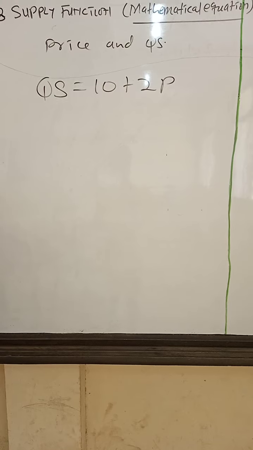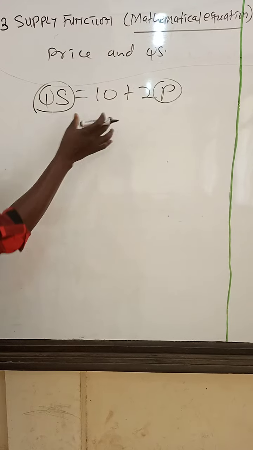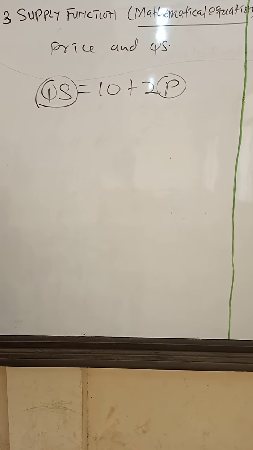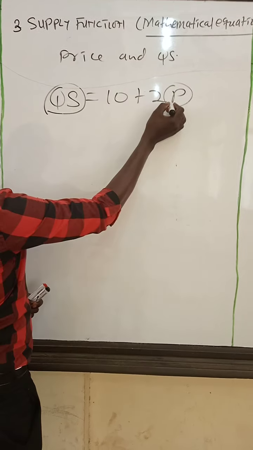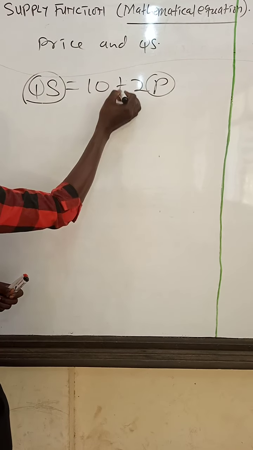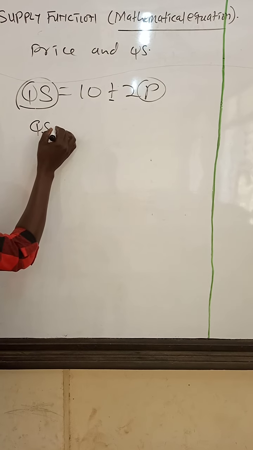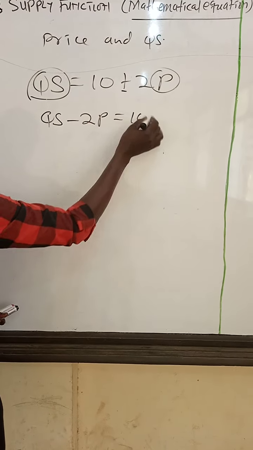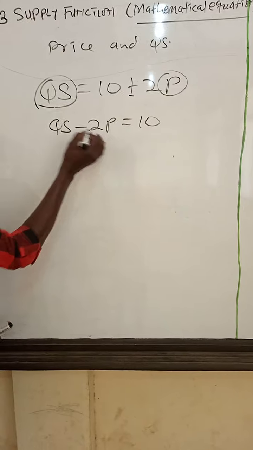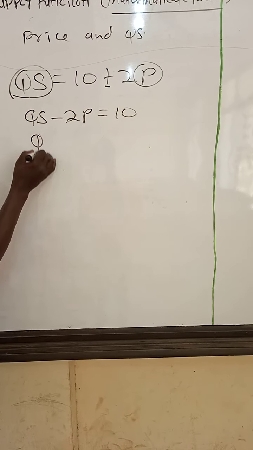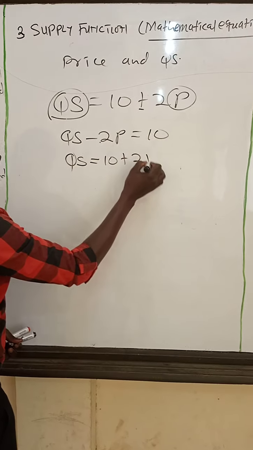This is a supply function. It's a mathematical equation. Now, you will see quantity supply here, and you will see price here. Both of them are found in the same equation. So this is what we call supply function. Now, in every supply function, the coefficient of the price, the number that comes before the price, is always positive. Even though I can rewrite this as QS minus 2P equals 10, remember, this one is the same as this. It doesn't mean that the coefficient is negative 2, because if I'm going to work with this one, I have to make QS the subject, which is going to be QS equals 10 plus 2P.